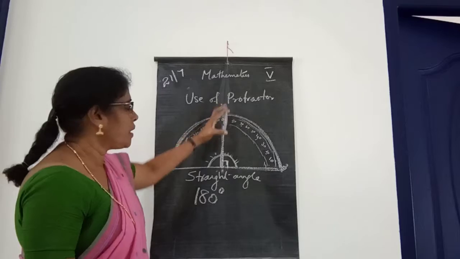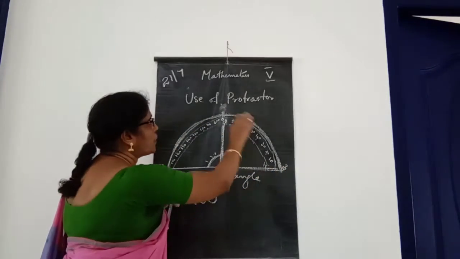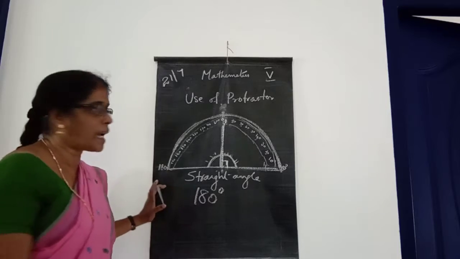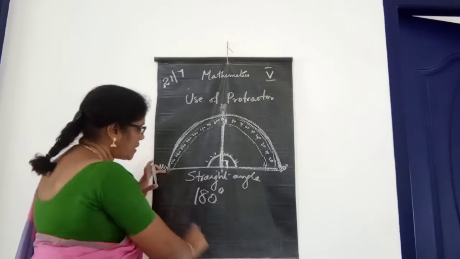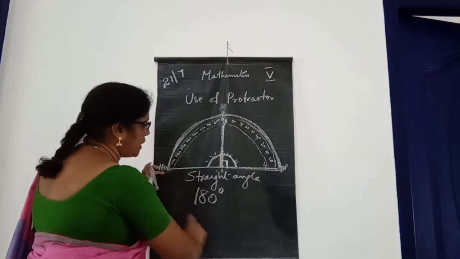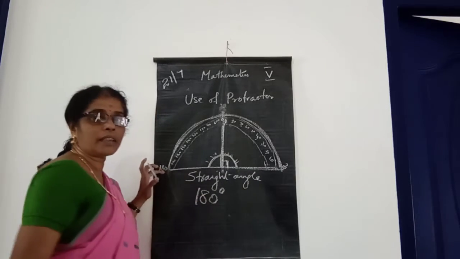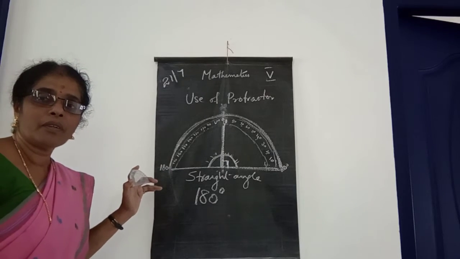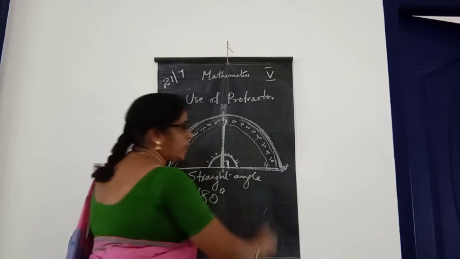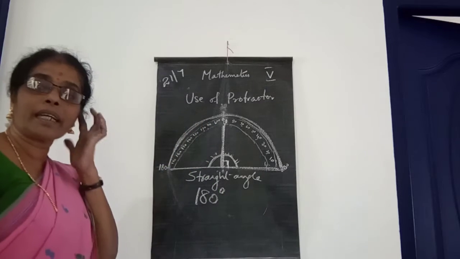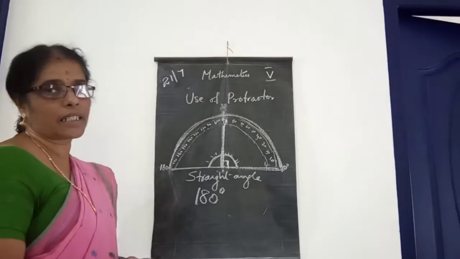So this one is 0 to 90 degree, and here 90 to 180 degree. Then 180 plus 90, what is it? 270, isn't it? And 270 plus 90 is 360 degree.